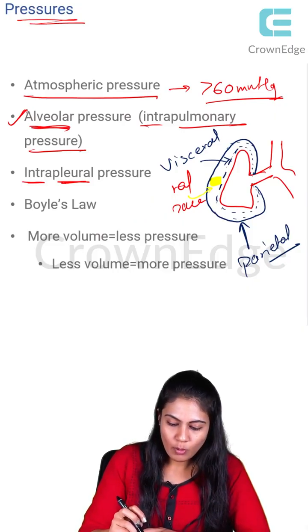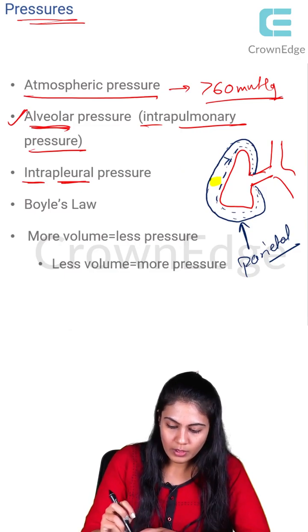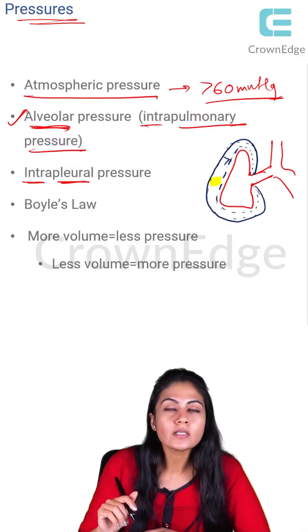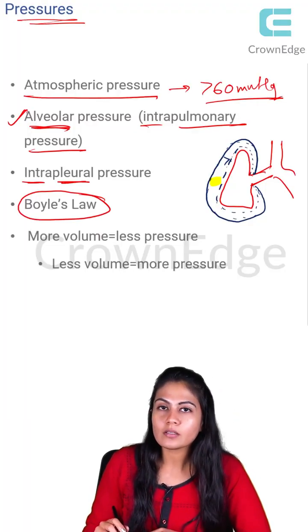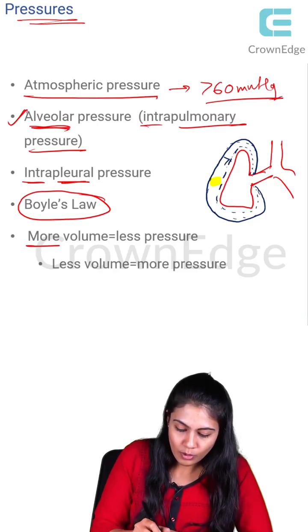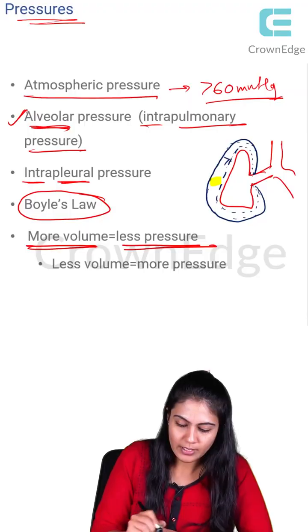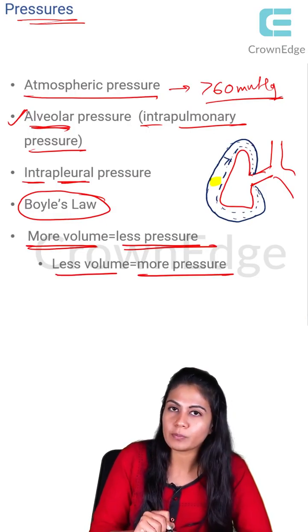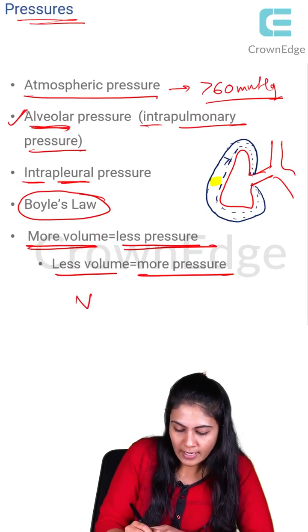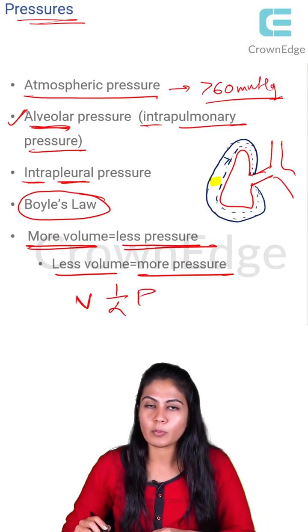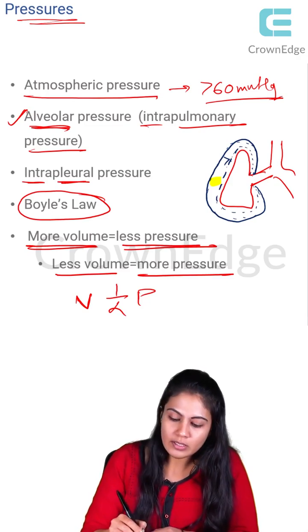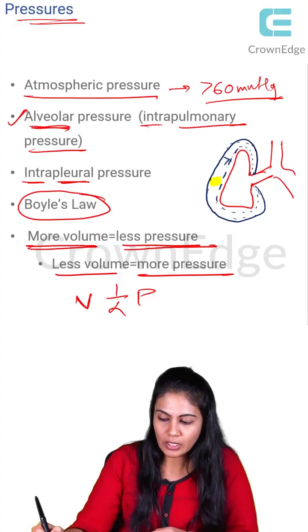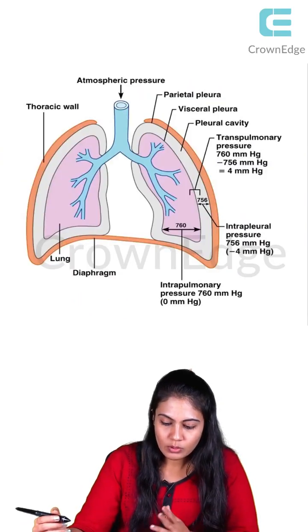Now there is an important law to understand all these pressure and volume changes. There is a law which is very useful, known as Boyle's law. What Boyle's law states is that the more the volume, the less the pressure, and the less the volume, the more the pressure. In fact, volume is inversely proportional to pressure inside the respiratory system. So whenever the volume increases, the pressure will decrease, and vice versa.